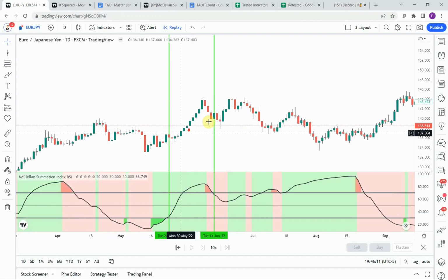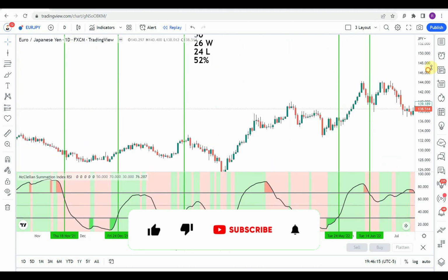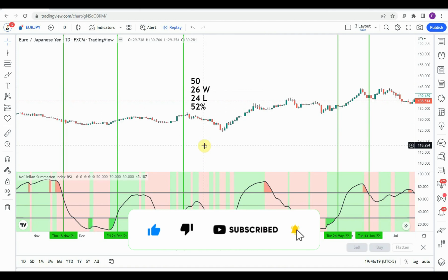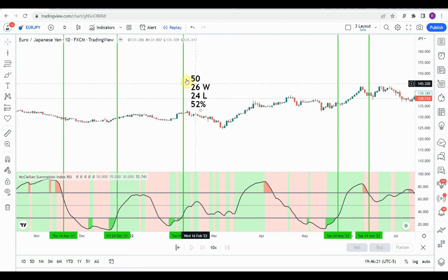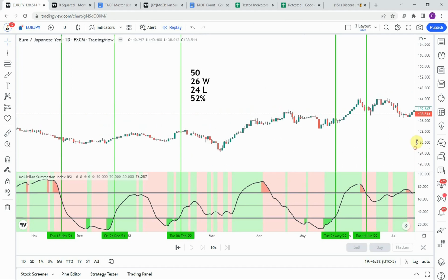All right, back to our indicator here. Let's take a look at what we got out of this indicator. We did the 50 trade test like normal. Out of the 50 trades, we got 26 winning trades and 24 losing trades. That puts us at a 52% win rate. So obviously we're not going to maintain the 60% criteria on this one.